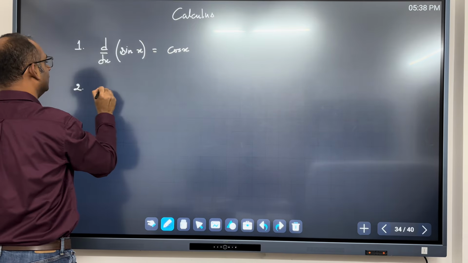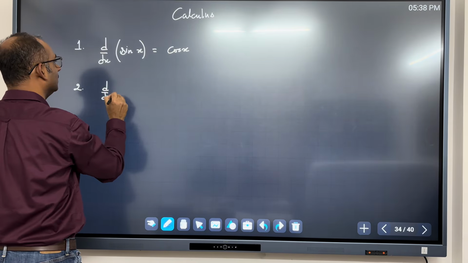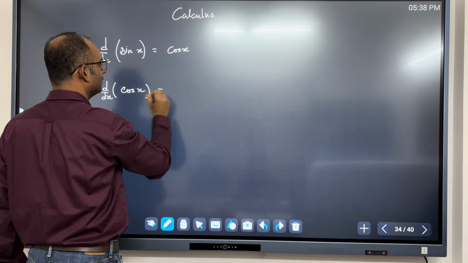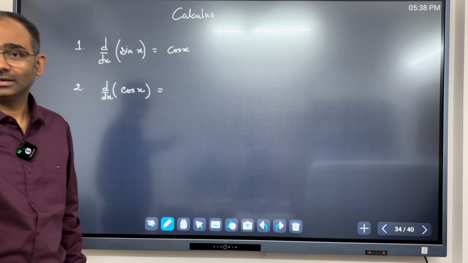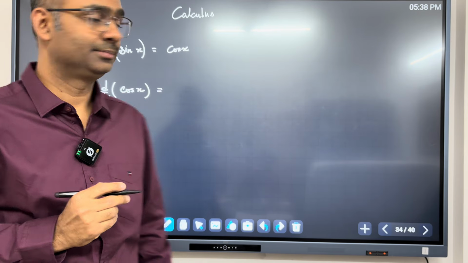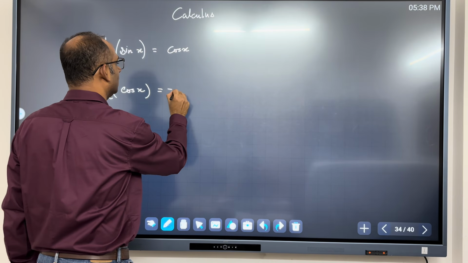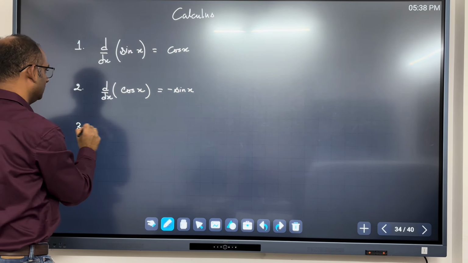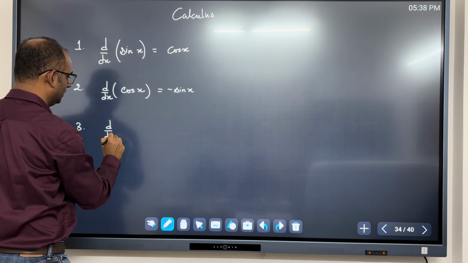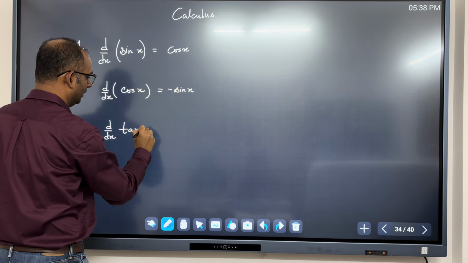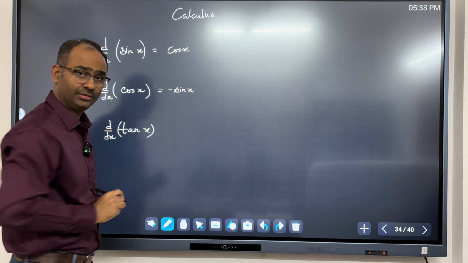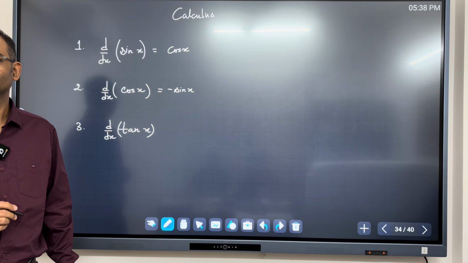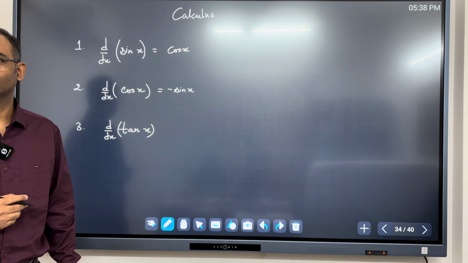What's the derivative of cos of x? No, you tell. Minus sine of x. Okay. What's the derivative of tan of x? Secant square x. How do you know? We didn't derive it.